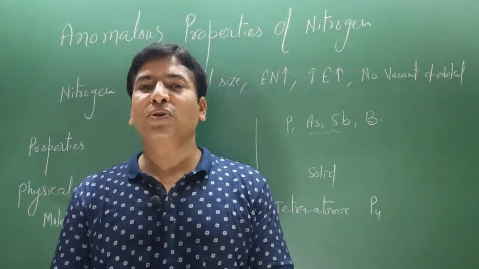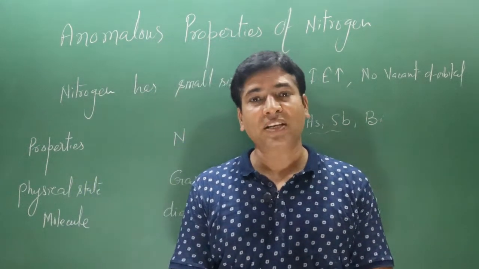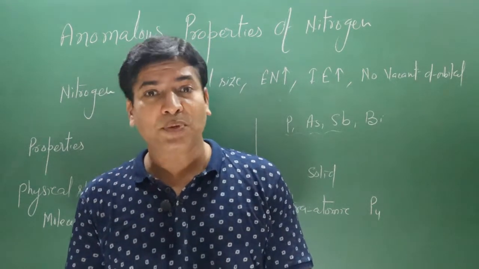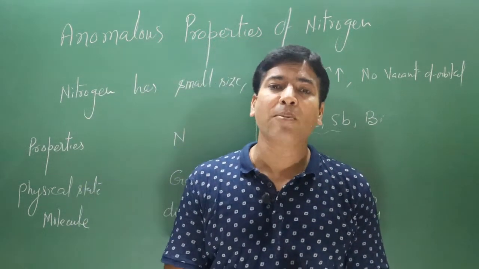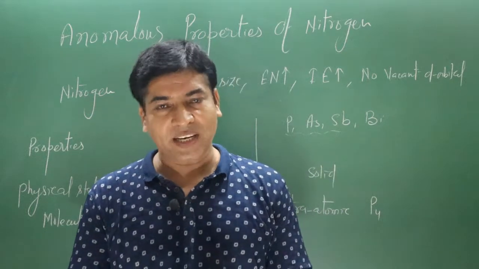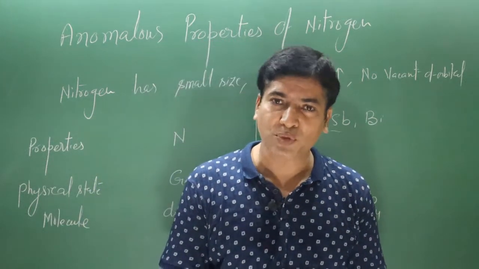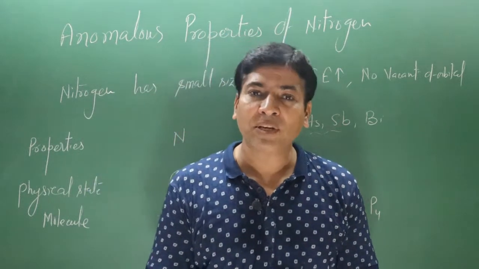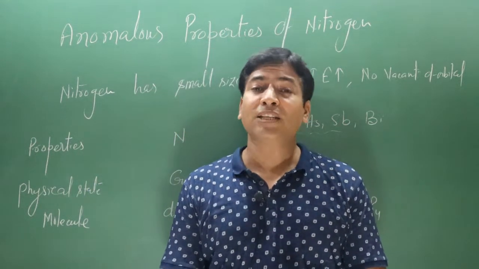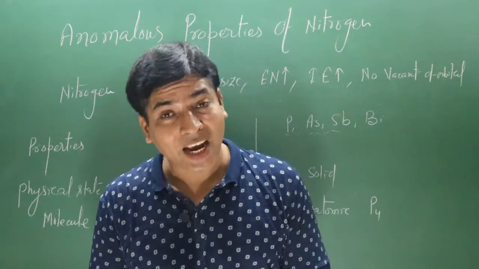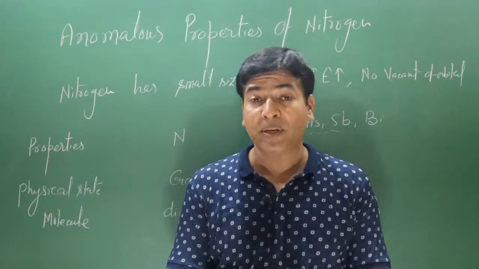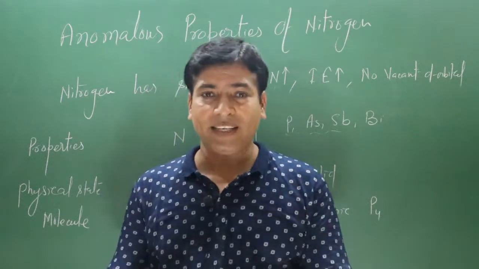Now we will discuss the anomalous properties of nitrogen with the rest of the elements in the group. Nitrogen shows anomalous properties, meaning it shows abnormal behavior compared with the rest of the elements. The rest of the elements are phosphorus, arsenic, antimony and bismuth. The reasons for the anomalous property: nitrogen has the smallest size. It is a highly electronegative element. It has the highest value of ionization enthalpy and it has no vacant d orbitals.